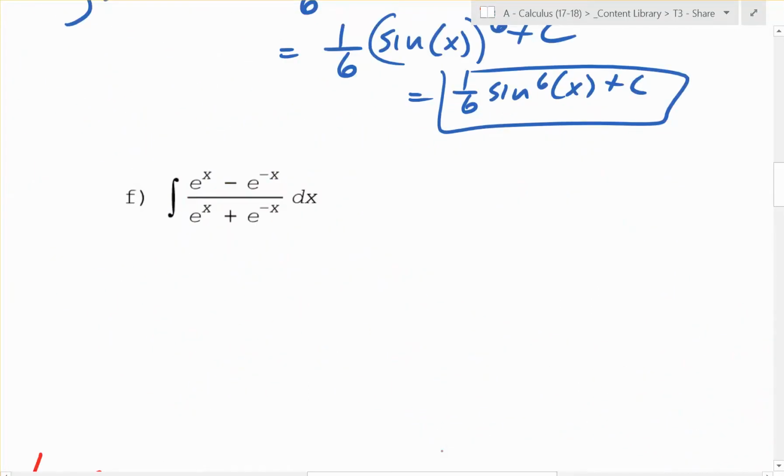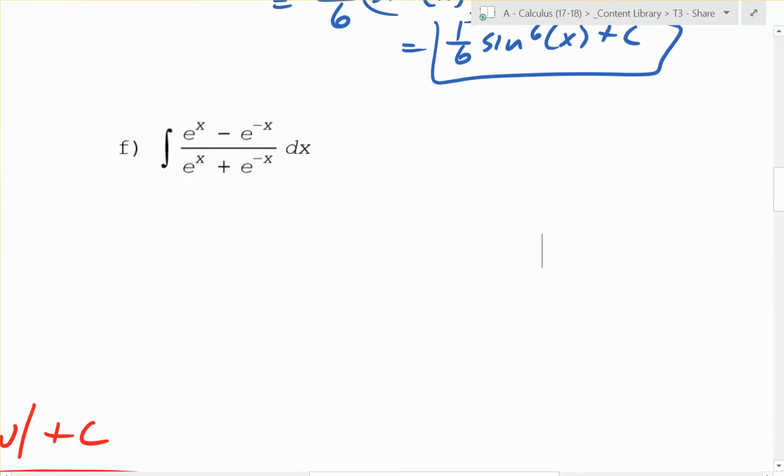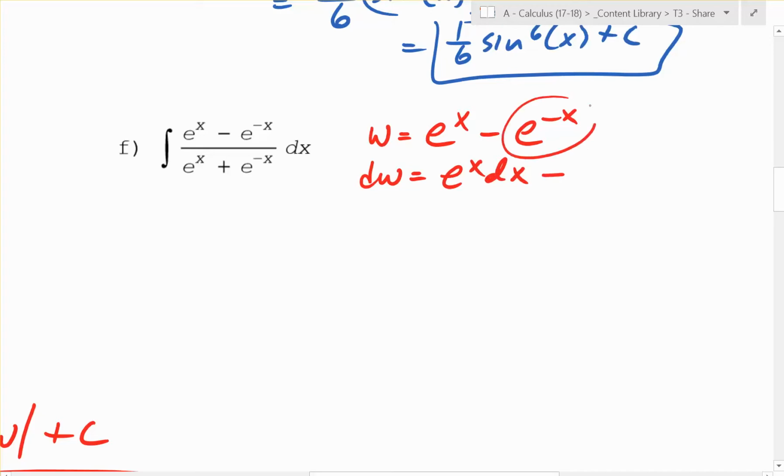So this one, w substitution can be used, but picking the right w is a little tricky. So let's try one and see what happens here. I'm just going to pick the whole numerator. You can pick whole things and see what happens. e to the x is pretty cool because the derivative of e to the x is e to the x. So let's say w is equal to e to the x minus e to the negative x. What does that mean dw is going to be equal to? Well, that's going to be e to the x dx minus the derivative of that.